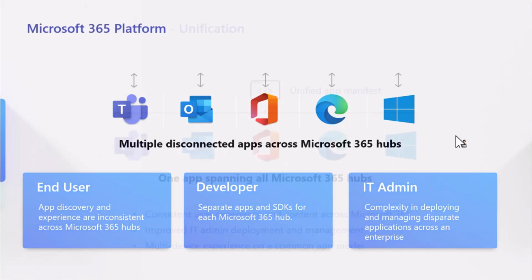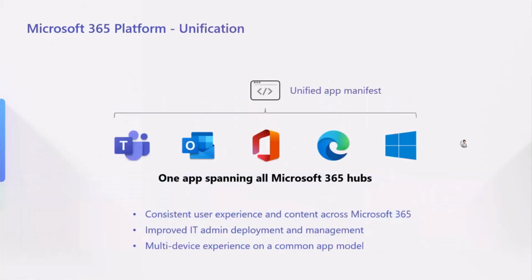So to address this problem, what Microsoft essentially did, and what we are working towards, is to combine the extensibility options of all of these different hubs under one single package and under a single manifest, which we called the Unified App Manifest. What this essentially does for all the stakeholders is that it gives a consistent experience end to end. For developers and ISVs, it basically means that you don't have to develop something different for add-in and a different thing for Teams and a different thing for Windows.